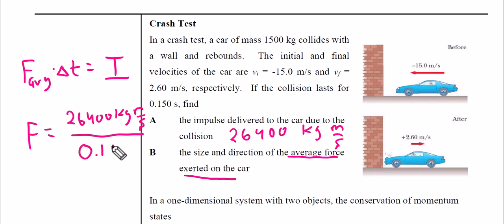Remember, I warned you that the times are going to be small. So the crash doesn't happen very long. It's just a few milliseconds. And if we put this in a calculator, we get a pretty big force. We get 176,000 newtons. And that's because the time was so tiny.